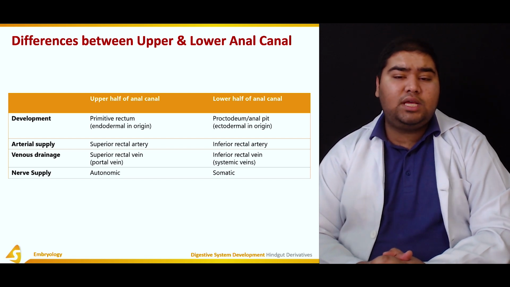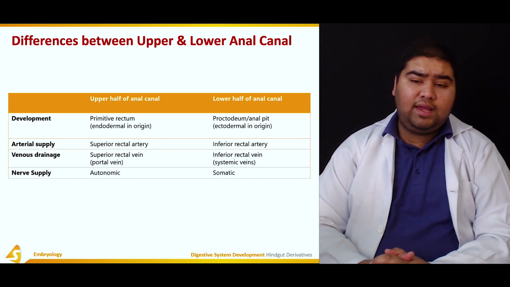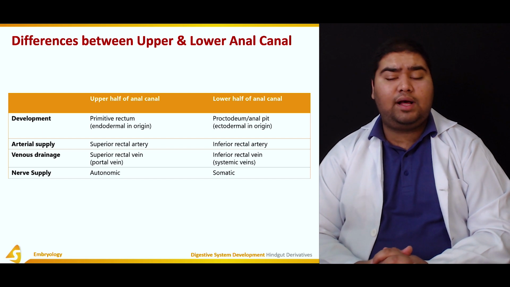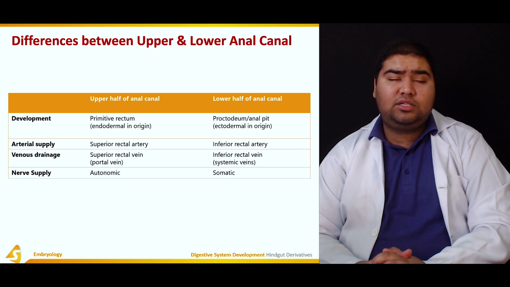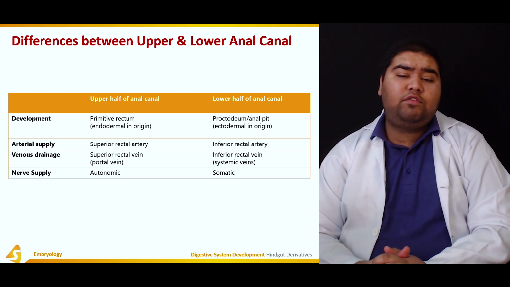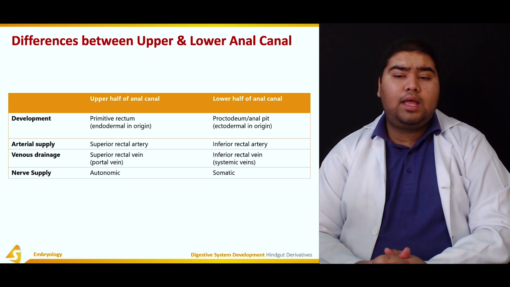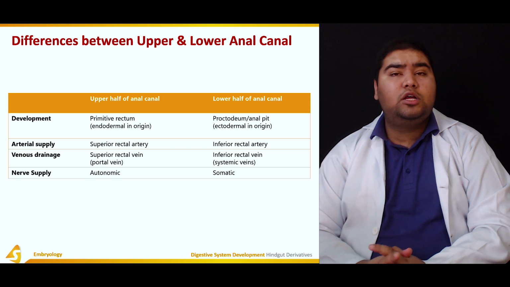Now the venous drainage is via the superior rectal vein, which goes into the portal vein, and in the lower half of the anal canal, we have the inferior rectal vein, which are actually systemic veins. Then the nerve supply in the upper half of the anal canal is autonomic, and the nerve supply in the lower half of the anal canal is somatic.